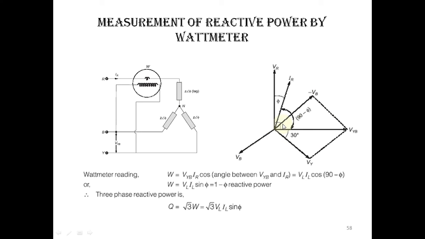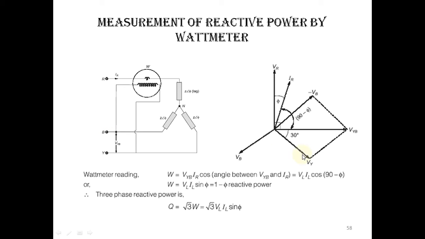This is your VR, this is your VY, this is your VB. The 3 phase voltages are placed 120 degrees from each other, and that is your phase R current, which is lagging in nature. So phi is the angle between VR and IR. Similarly here will be IY and here will be IB. No need to show them in the phasor diagram, otherwise it will be clumsy. That's why they are not shown here. Now what is the catch? The wattmeter connects between IR and VYB.